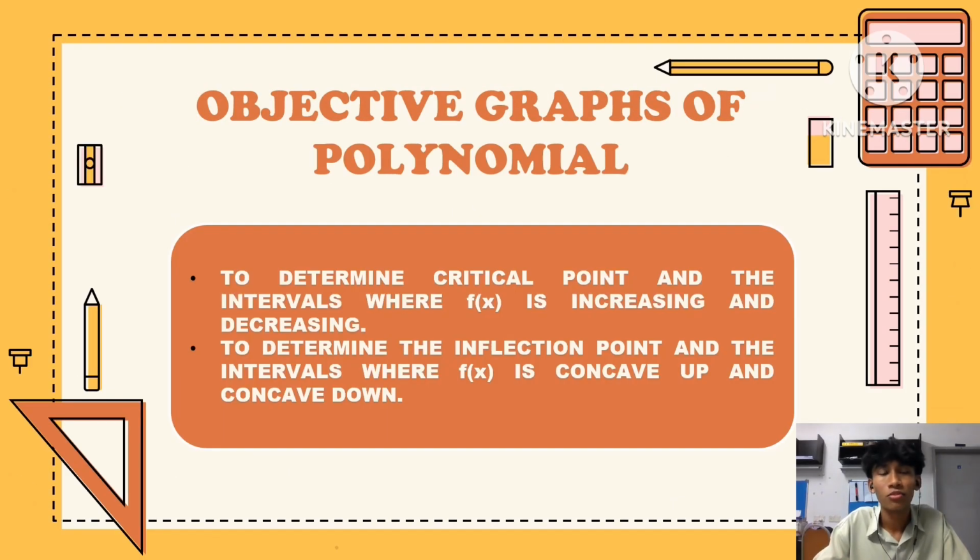Hi, I am Arifan. Right now I will explain to you all about the objectives of graph of polynomial. The first objective is to determine critical points and the intervals where f is increasing and decreasing. Secondly, to determine the inflection point and the intervals where f is concave up and concave down.